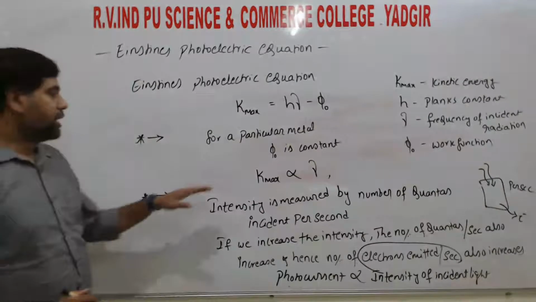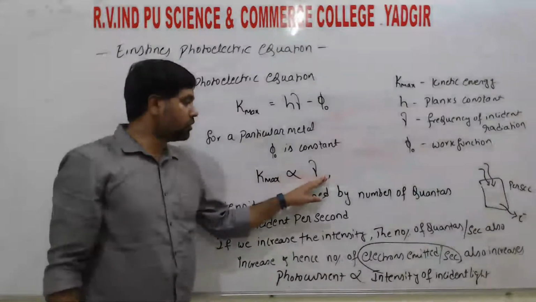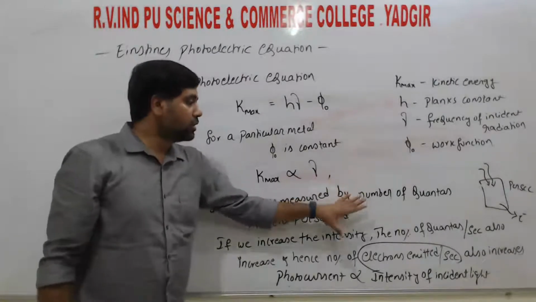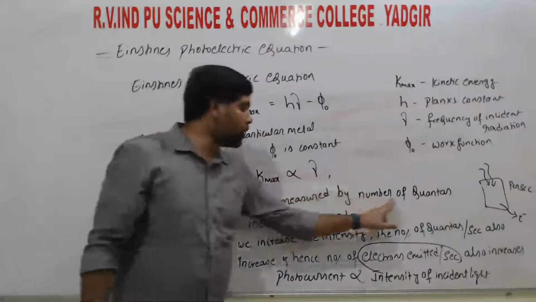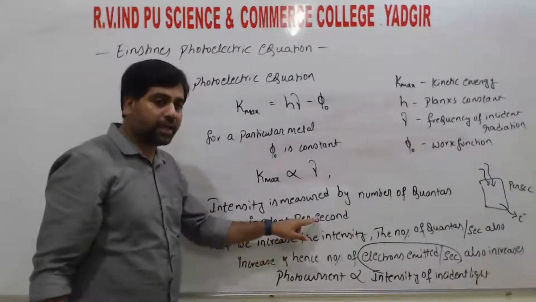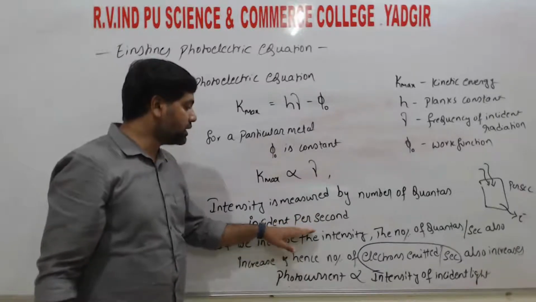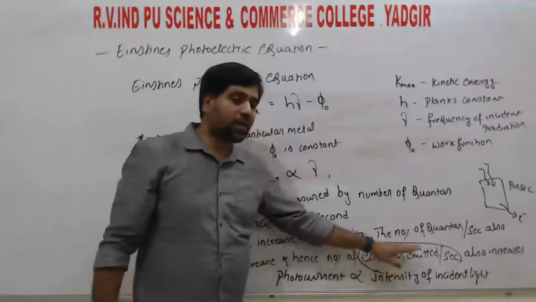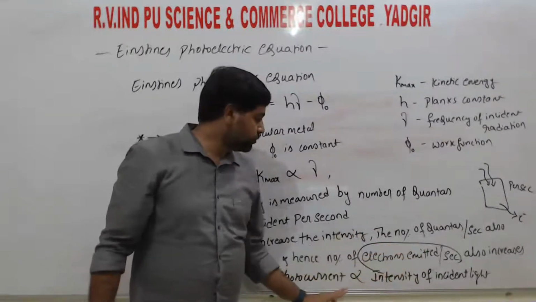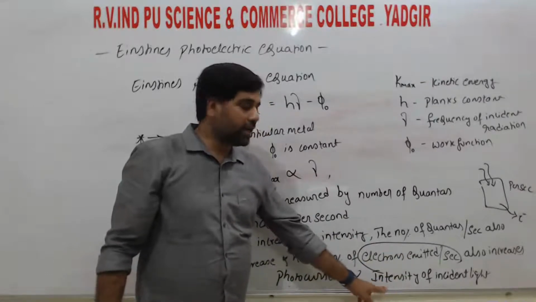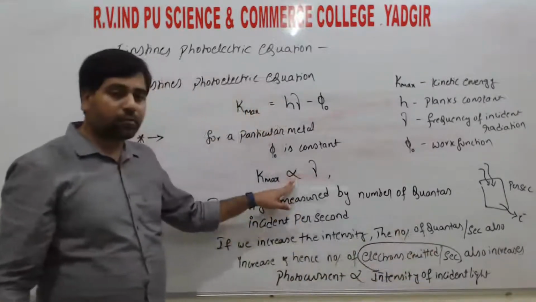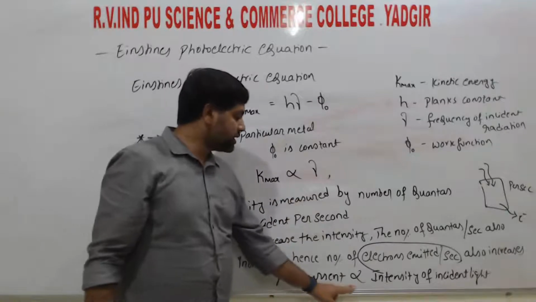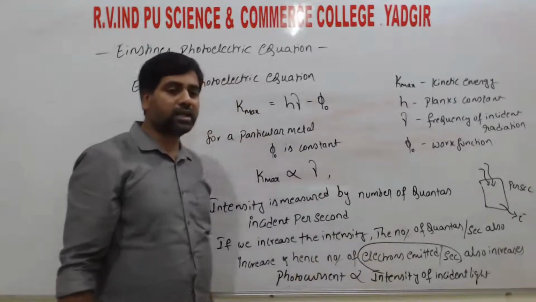So the first point is that the kinetic energy is proportional to the frequency of the incident light, and it is independent of the intensity, because the intensity depends on the number of quanta incident per second, right? If the number of quanta incident per second increases, the electrons emitted per second also increase, then the photocurrent is proportional to the intensity of incident light. So Kmax is directly proportional to the frequency, and photocurrent is directly proportional to the intensity of incident light.